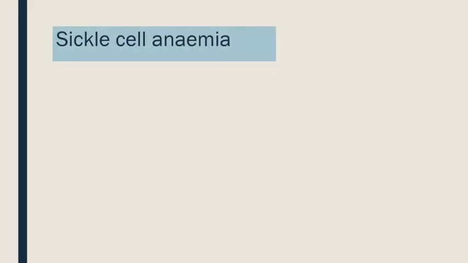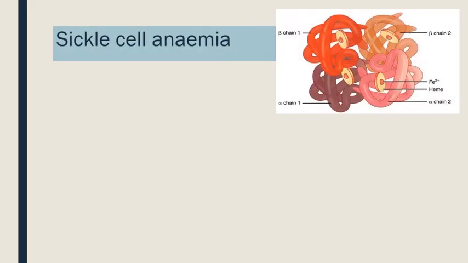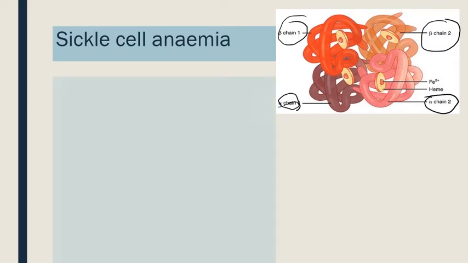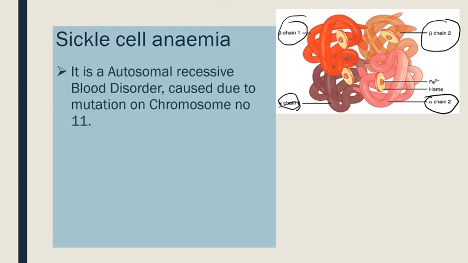Let us see sickle cell anemia. Before starting with sickle cell anemia, I would like to explain the structure of hemoglobin. If you can see in this picture, hemoglobin consists of 4 chains. 2 chains are alpha chains, alpha chain number 1, alpha chain number 2, and 2 beta chains, beta chain 1 and beta chain 2. So it is made up of 4 chains. If there is some change in the beta chain of the hemoglobin, it causes sickle cell anemia.